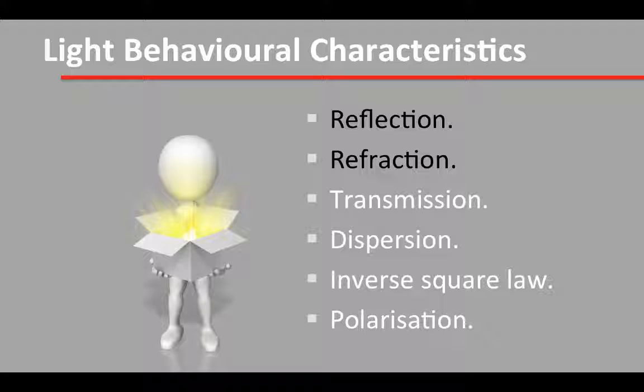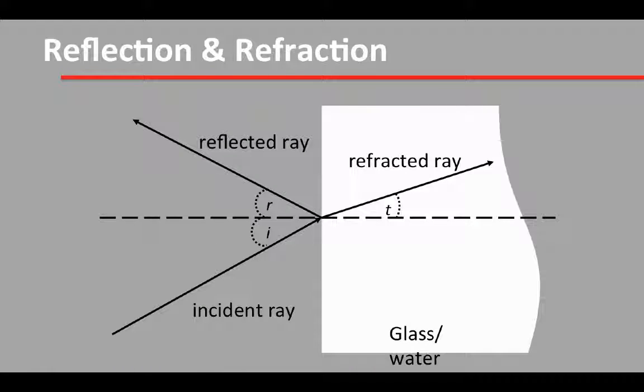Now, in lecture 1, we studied the concepts of what light is and how we can describe this type of phenomena and this type of energy. We described it in the electromagnetic spectrum and so forth. But what we're going to do in this part of the lecture is look at how light behaves, or the behavioral characteristics of light. Within that scope, we're going to look at concepts like reflection, refraction, transmission, dispersion, the inverse square law, and polarization. Now, to start the lecture off, what we might do is just unpack some of these concepts a little bit and look at reflection and refraction.